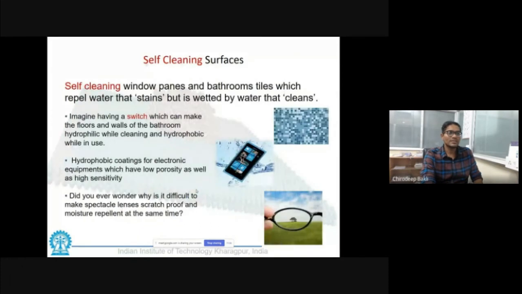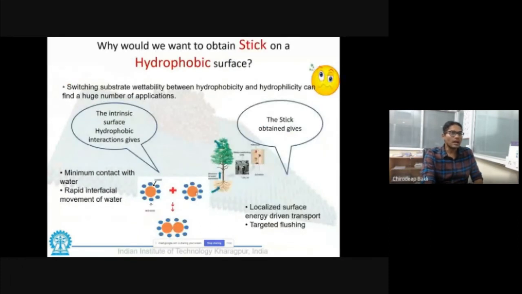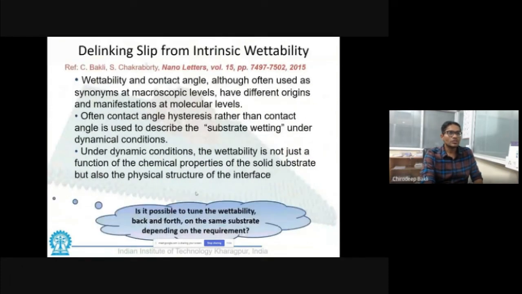Explain hydrophobic surfaces. So we would come to the applications at the end. So using this, we tried to delink the slip, or the contact angle, from wettability.